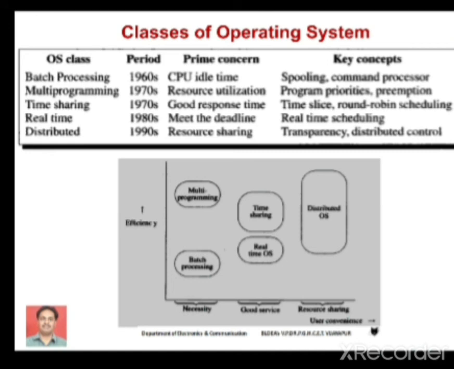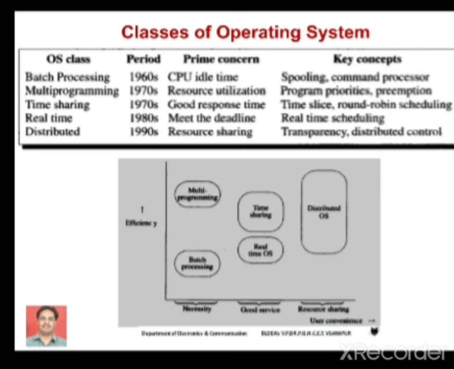Then we have the real-time operating system. This concept was developed in the 1980s. The goal of a real-time operating system is to execute the task within the given deadline time. Here, the primary concern is to meet the deadline time. To achieve this, these operating systems use concepts like real-time scheduling. They use a separate scheduling policy called real-time scheduling policies. Remember, the goal is to execute a program well within the specified deadline time.